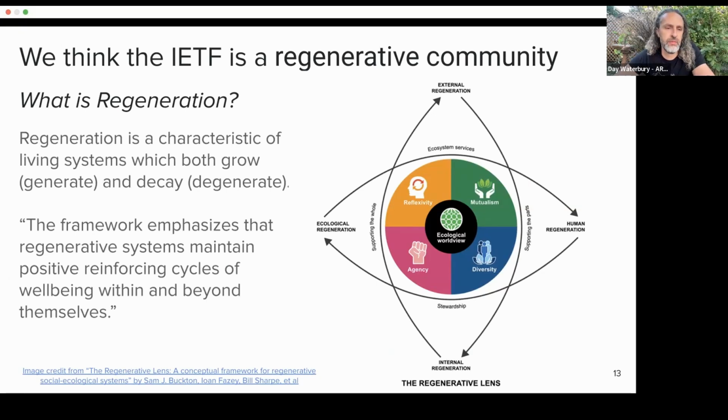image was taken from an essay, The Regenerative Lens, which gives this definition of regeneration: that regenerative systems maintain positive reinforcing cycles of well-being within and beyond themselves. And we saw that demonstrated time and time again. We are right now, in this very call, benefiting from some well-being that has ramified out through this stewarding of the IETF.